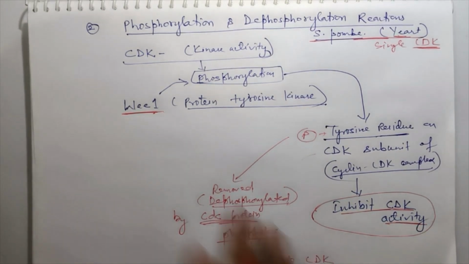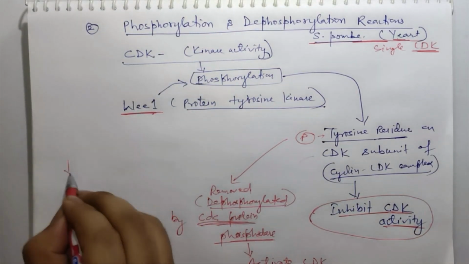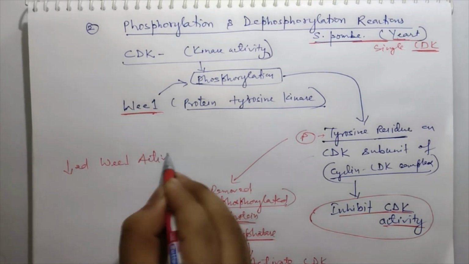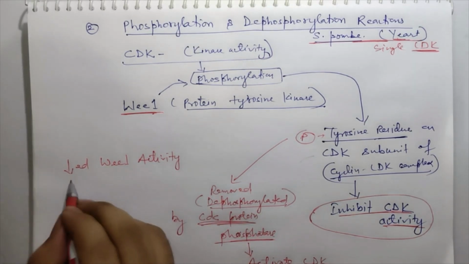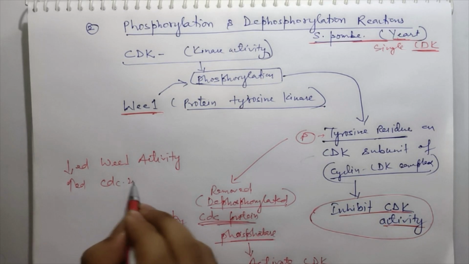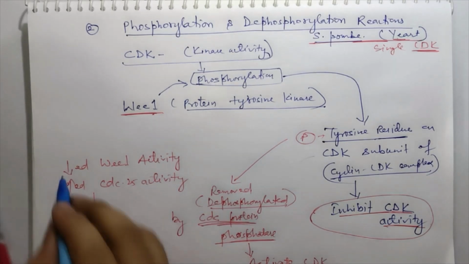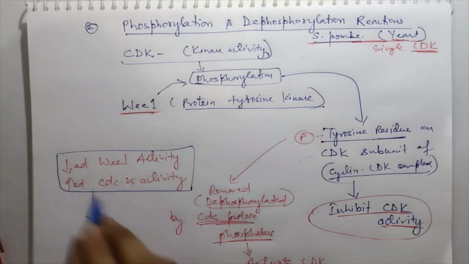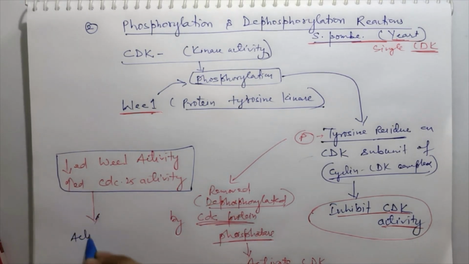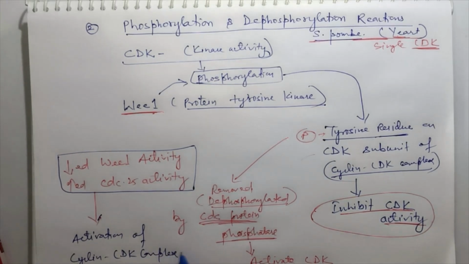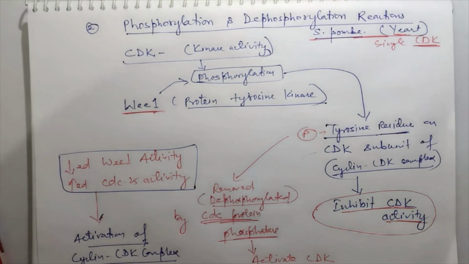So it is clear from this that if there is decreased WEE1 activity and increased CDC25 activity, that is, decreased WEE1 and increased phosphatase activity, it causes activation of the Cyclin-CDK complex, and ultimately the cell can proceed towards the next phase.